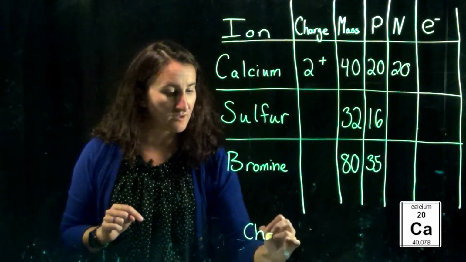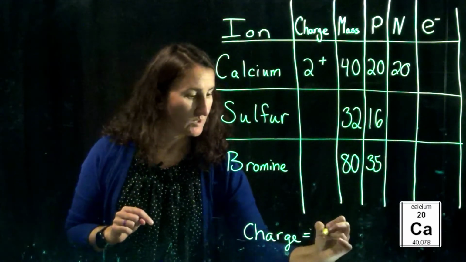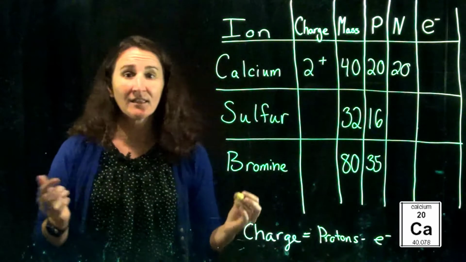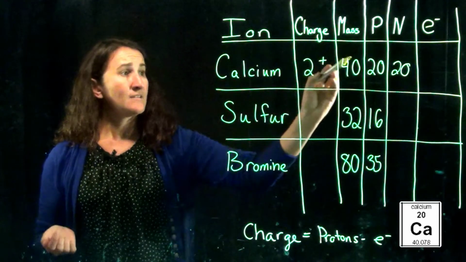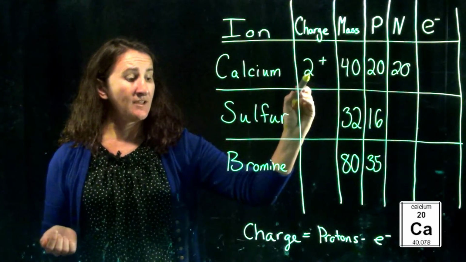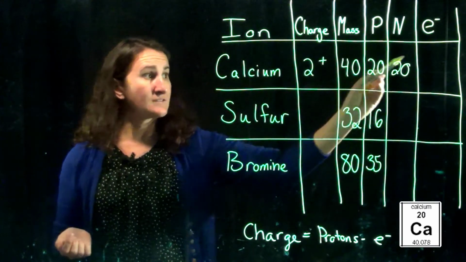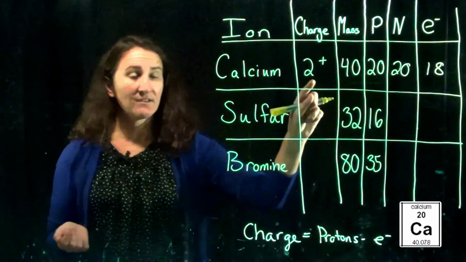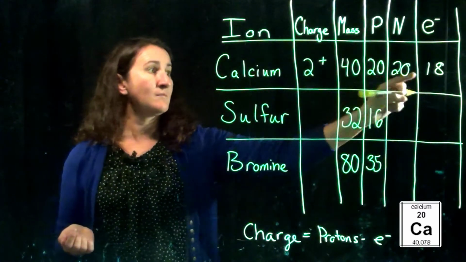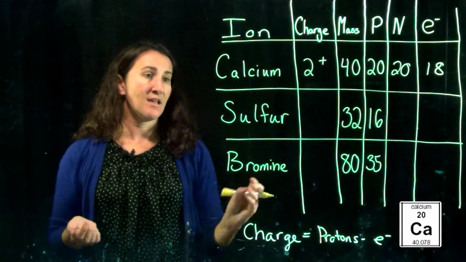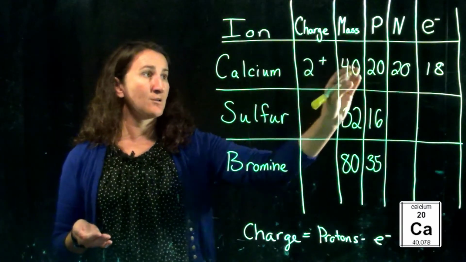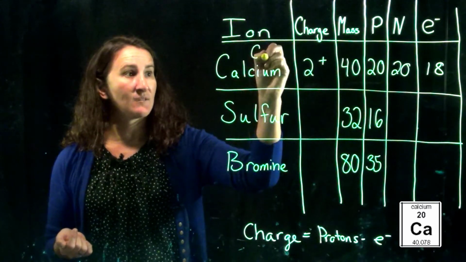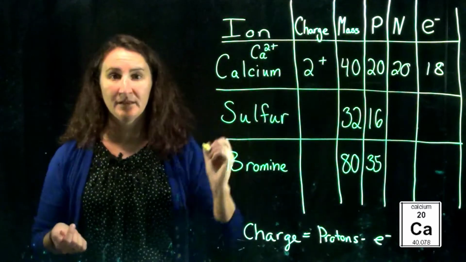So I had given you this little equation. Charge equals protons minus electrons. And I think that's really helpful to use because if you take our charge, which is our 2+, and that equals our protons minus our electrons, 20 minus 18 would give us a +2 charge. So 20 minus 18 gives us our charge. And so that's how we're able to figure out how many protons, neutrons, and electrons we have within any given ion. And so to write calcium, you would write Ca2+.